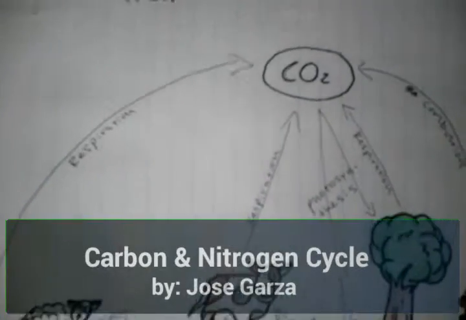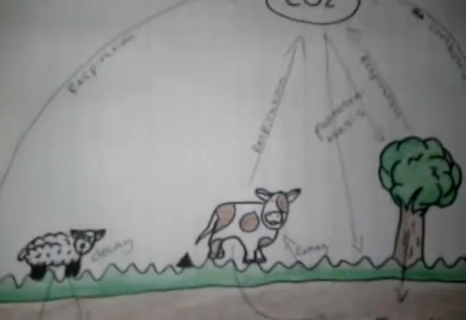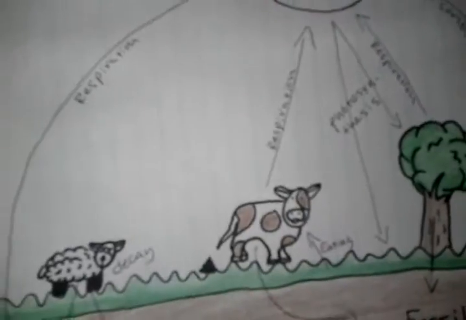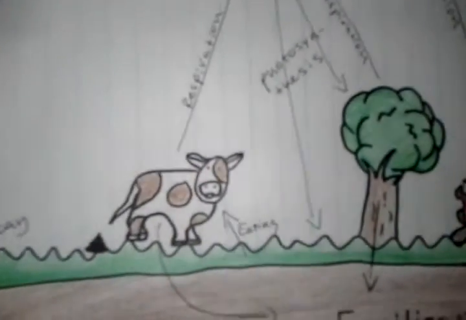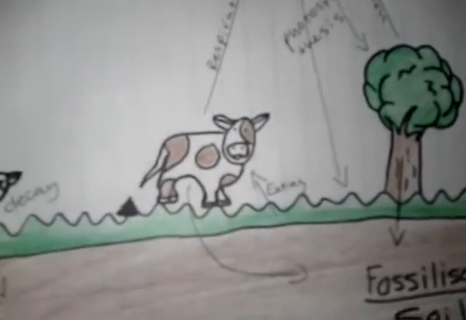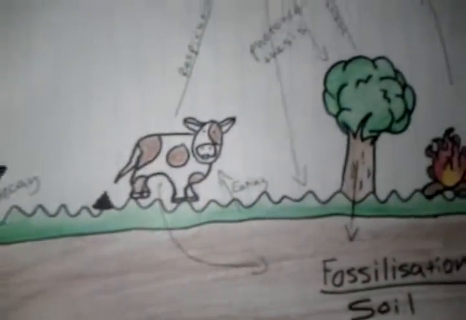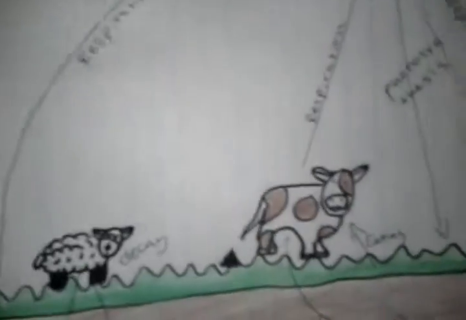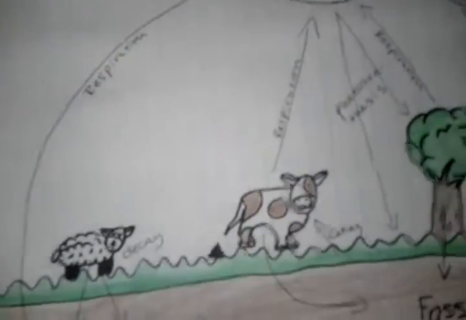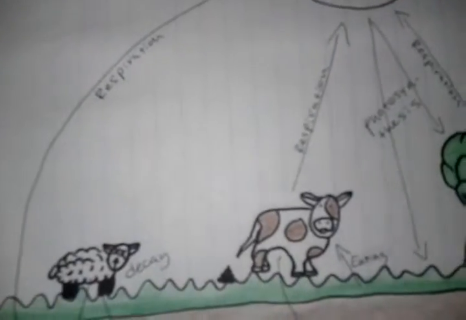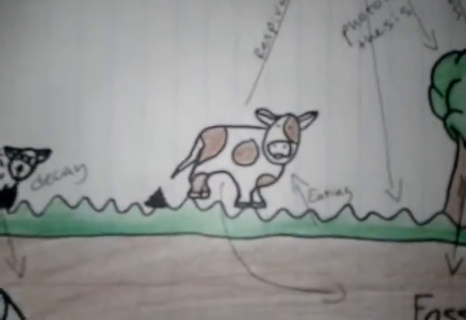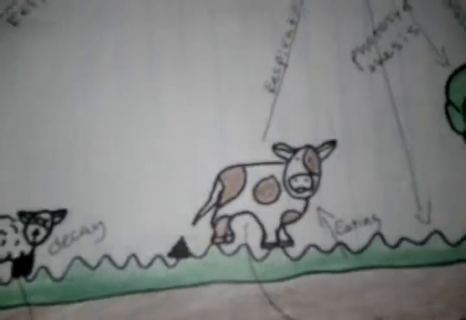Okay, so today we're going to be talking about the carbon cycle. So starting off with the carbon cycle in the air, it can be incorporated into the trees, grass, and any type of plants by photosynthesis. The carbon from the plants can be transferred into the animals by the animals simply eating the grass or plants.